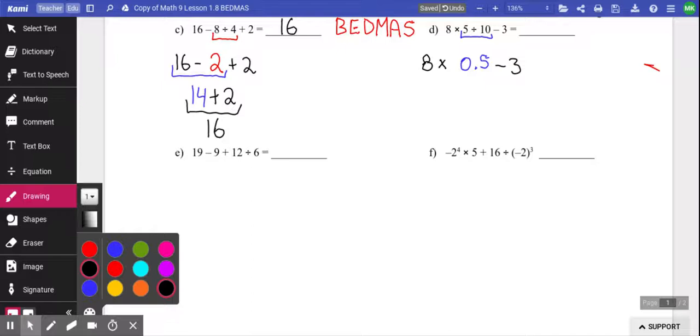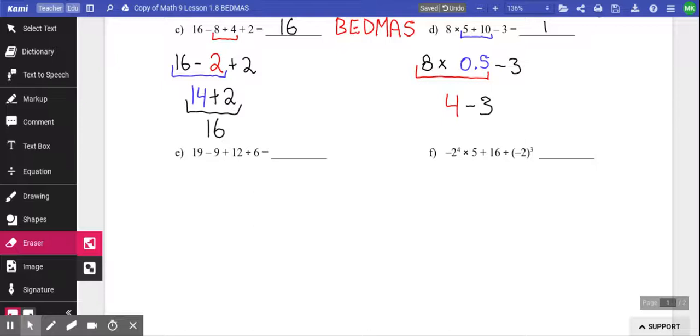After division in BEDMAS is M for multiplication, so I have to multiply anything I have in here. I do have multiplication. I have 8 times 0.5. That equals 4. Everything else stays the same. So that means the negative symbol or the subtraction and the 3 stay the same. And my final answer would be 4 minus 3, which equals 1.